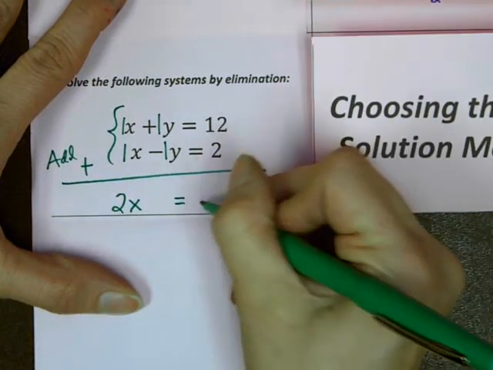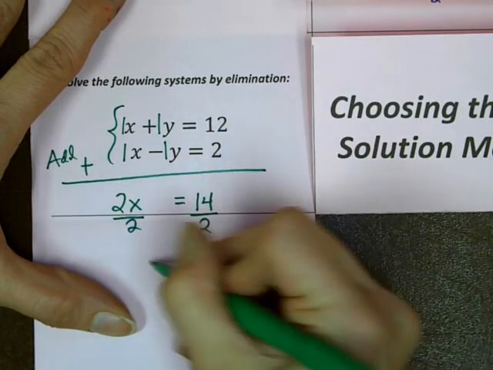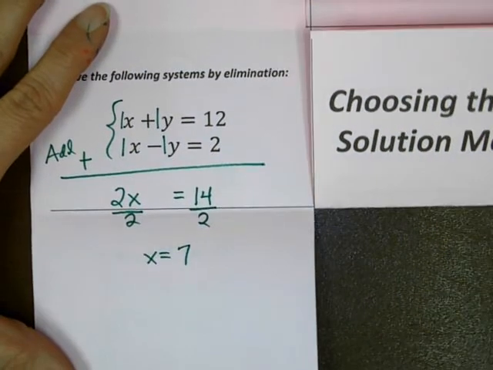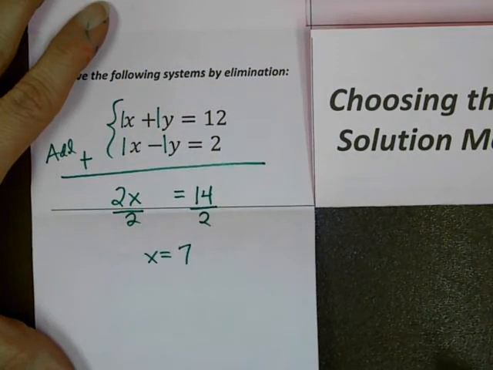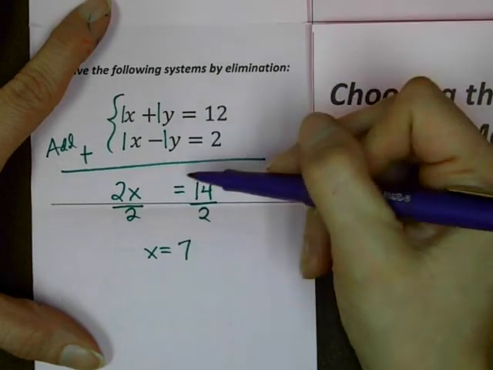And then the constants, when I add them together, are 14. Divide both sides by 2. X equals 7. Okay, we are halfway done. But as with all the methods, you have to find the value of both variables. So let's take the value of 7 and decide where we're going to be replacing it.